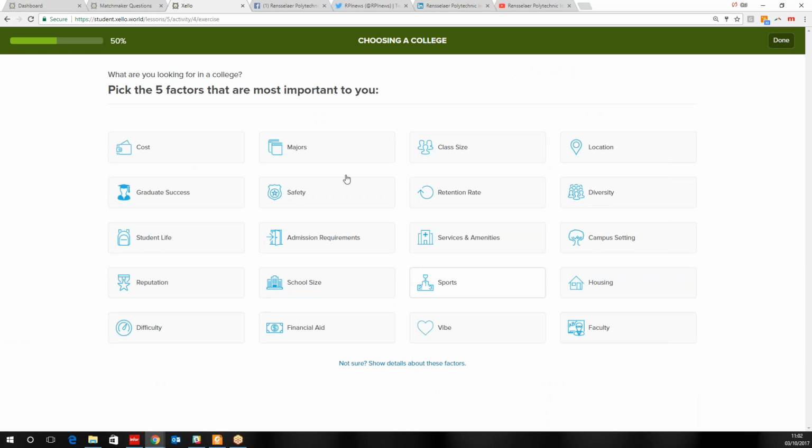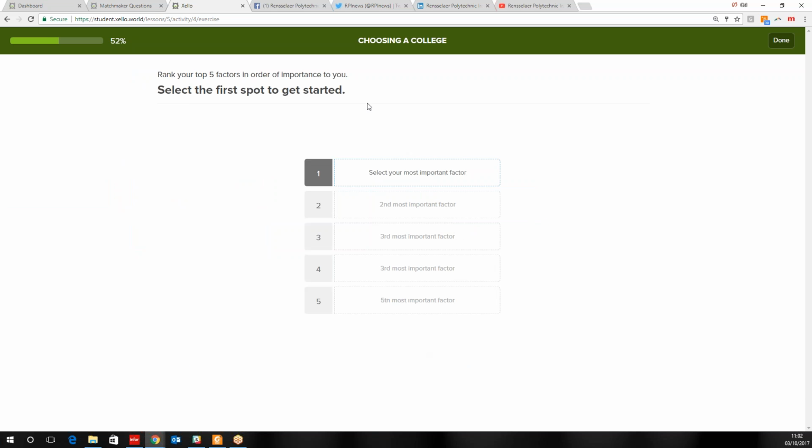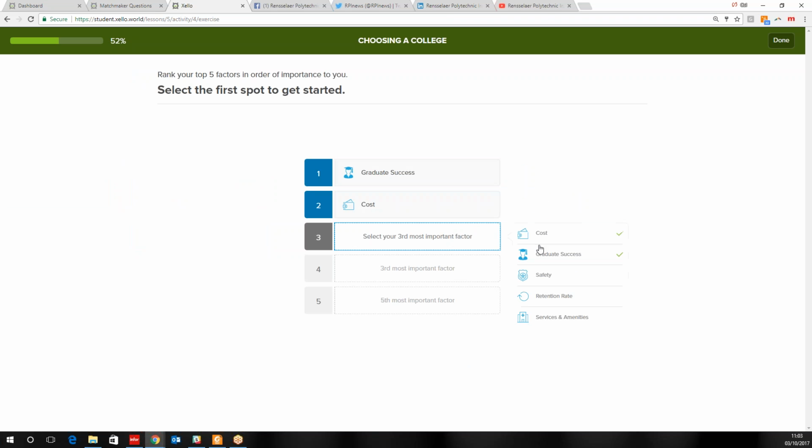It's also a curriculum. So we have lessons in here. This particular lesson and activity is about choosing a college. I'm halfway through this. It's asking me to pick the 5 factors that are important to you when I'm looking for a college. Then rate them.